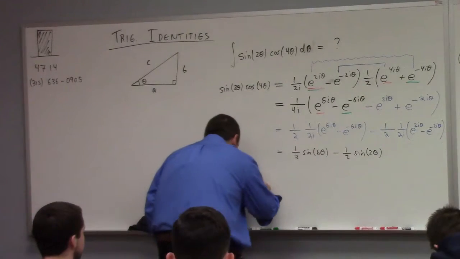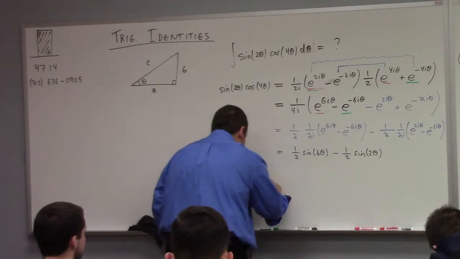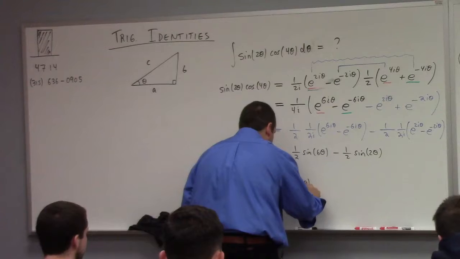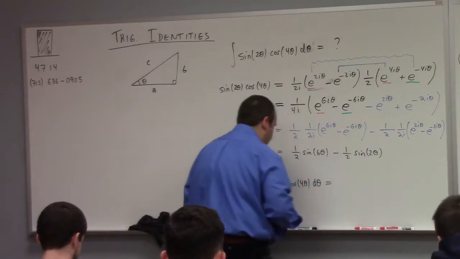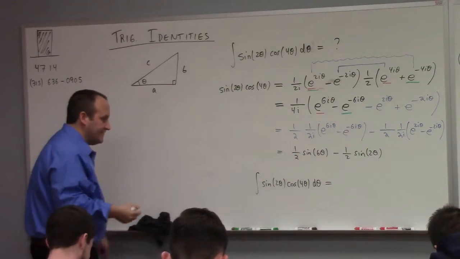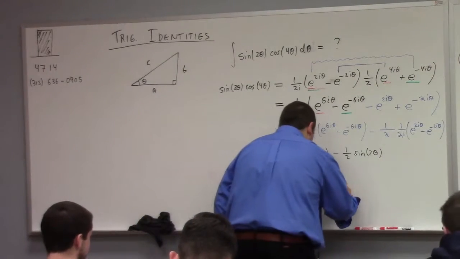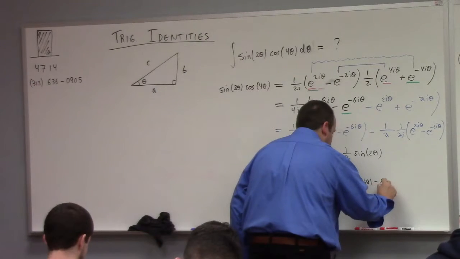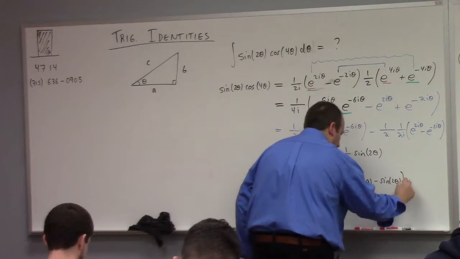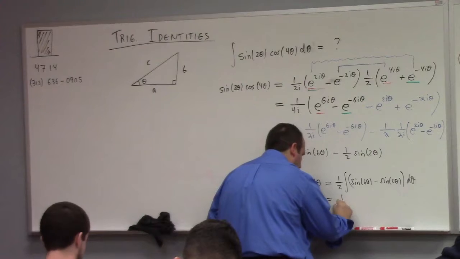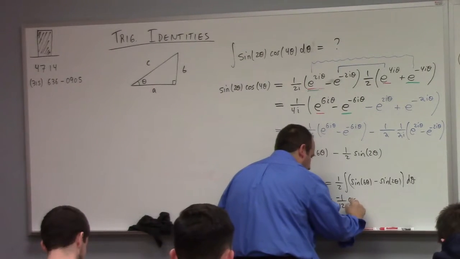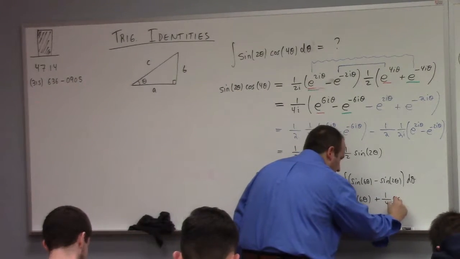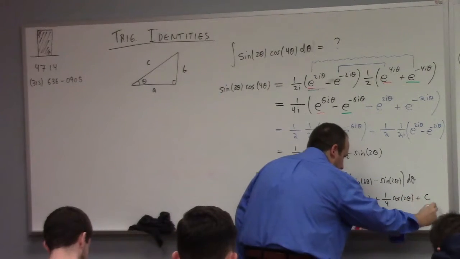Now, the integral of sine theta, sine 2 theta. Now, if you want to learn the trig identities to do this without the imaginary exponentials, you're welcome to do that, right? But I think this is a nice way. So 1/2 integral of sine 6 theta minus the sine of 2 theta. And what is the answer? 1/12, well, minus 1/12 cosine of 6 theta plus 1/4 cosine of 2 theta plus a constant. There you go.